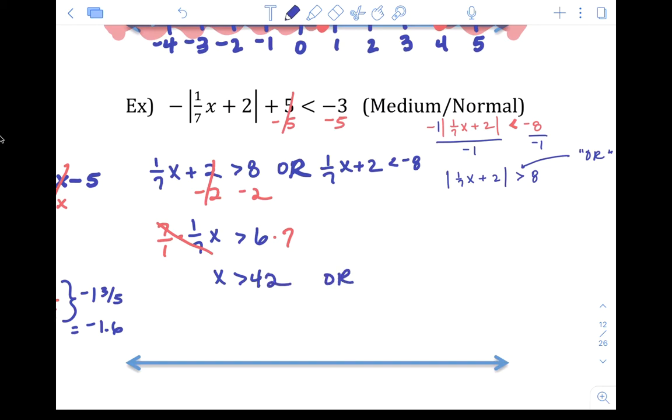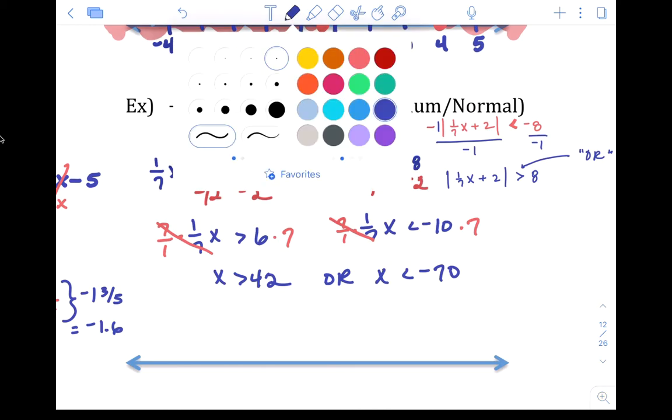Or, on the other side, we're again going to subtract 2. Update our problem. 1/7 x is less than -10. And then we'll multiply by the reciprocal of 1/7 to get rid of that fraction, which again is 7/1. So we end up with x is less than -70. So for this one, I'm not going to be able to draw this to scale on a number line. So just go with me on this one. We're going to take a little bit of a license here.